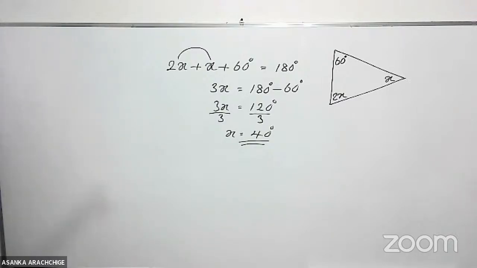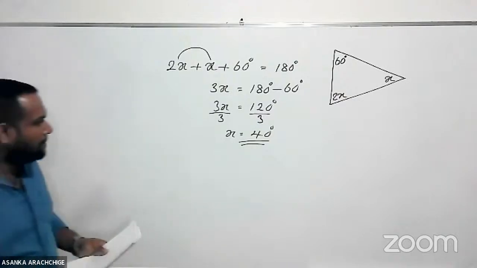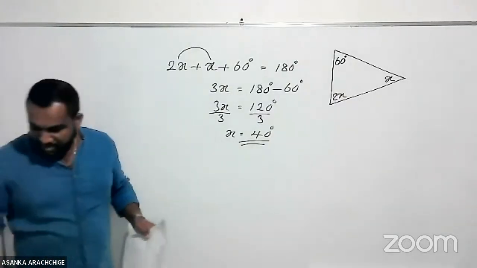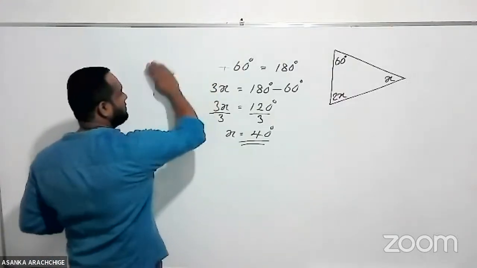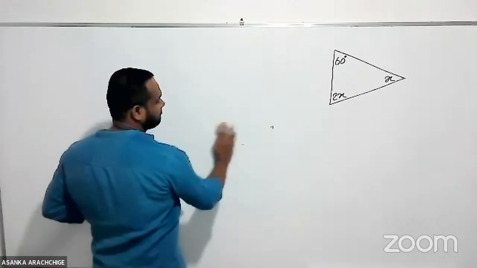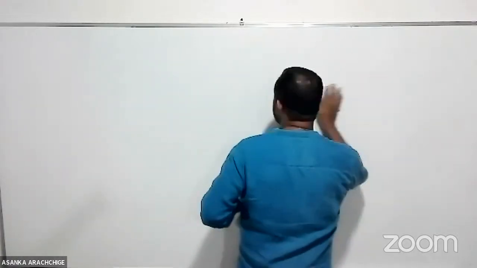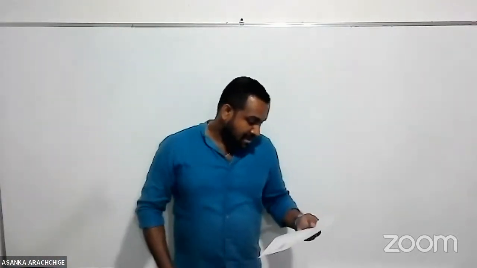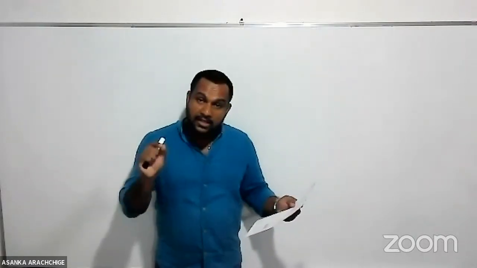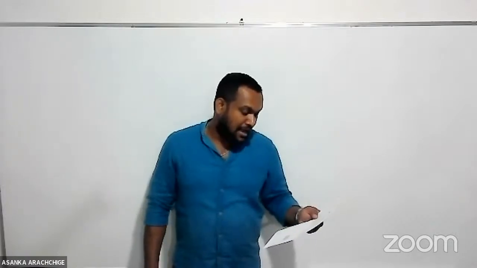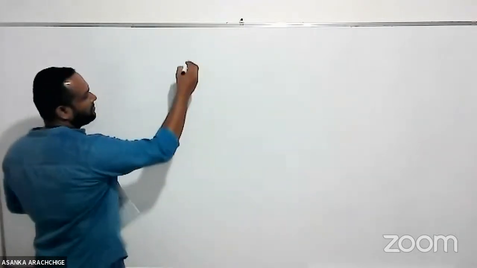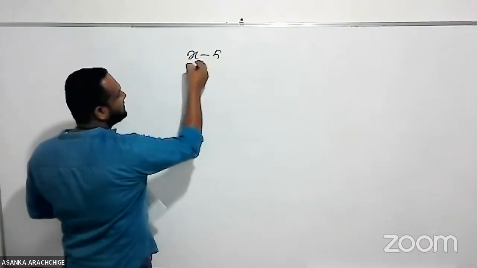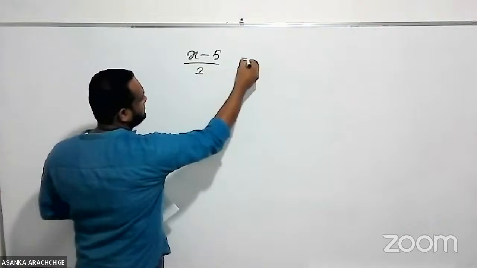Right. The next one, question number 3. Sorry, number 4. This is the third one, not right. That is a simple equation. We are given a simple equation to solve. But this is a simple equation involving fractions. The given equation is x minus 5 upon 2 equals 3.